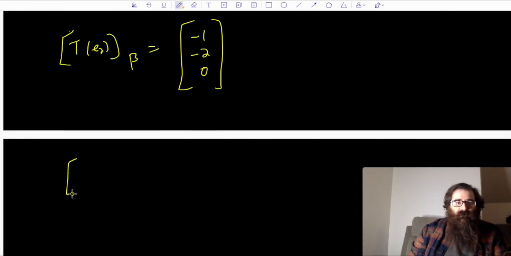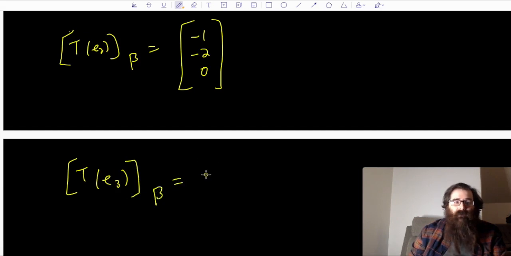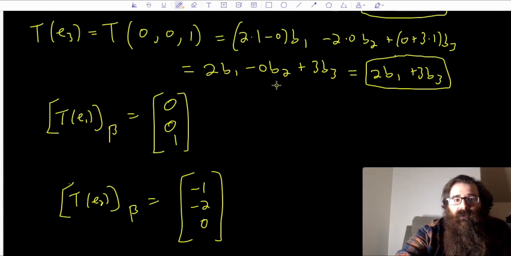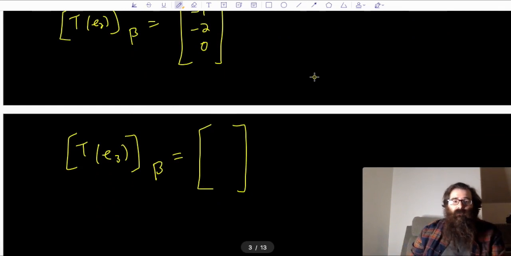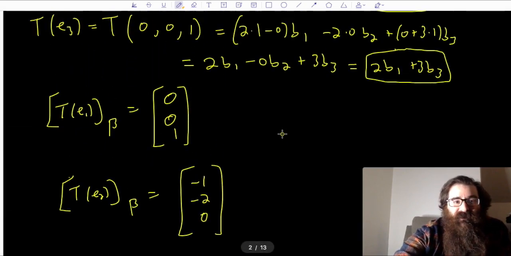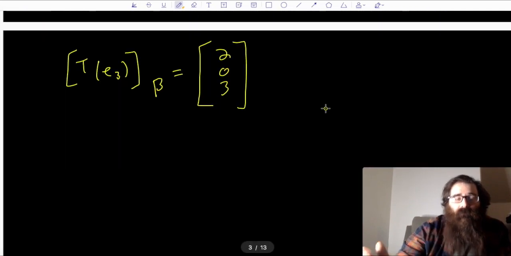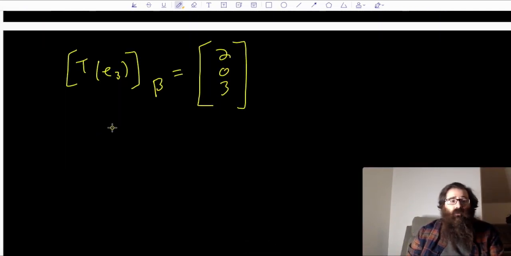And then one more of these to do. Transformation on e sub 3, but now in terms of basis beta, b1, b2, b3 in order in my vector. And that was 2b1 plus 3b3, really 2b1, 0b2, 3b3. So that should be the vector 2, 0, 3. So I can just assign these as vectors, is really what we're saying here. And then I want to find the matrix for transformation T relative to bases capital E and beta. Well, let's talk about how we can do that. And it's just going to be organizing what we've done.